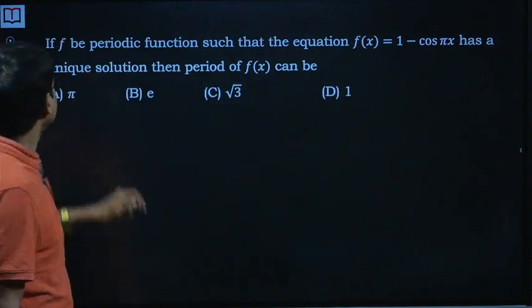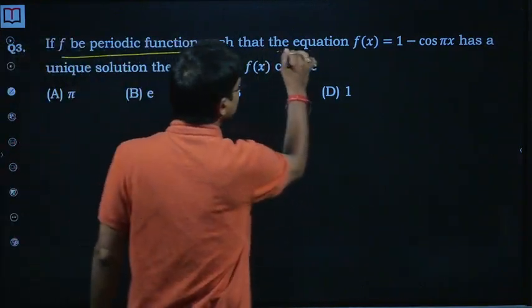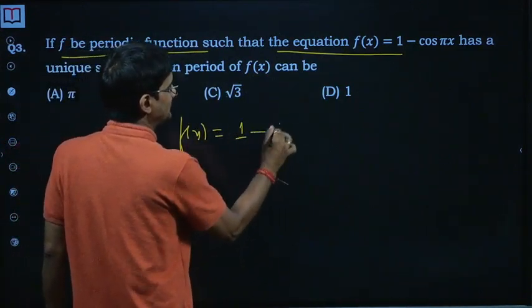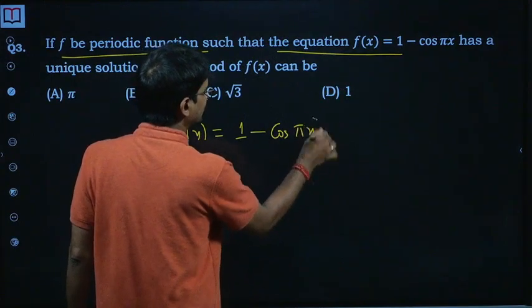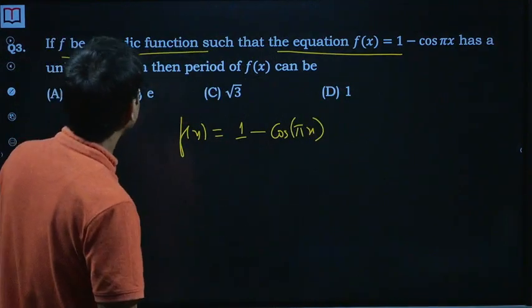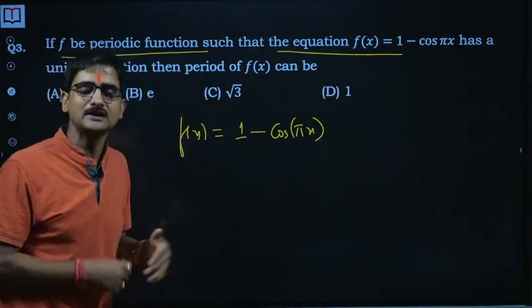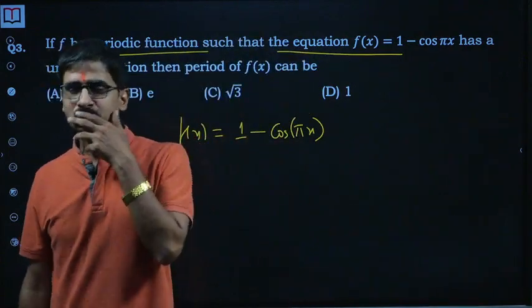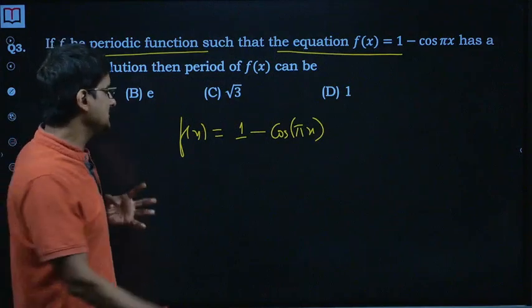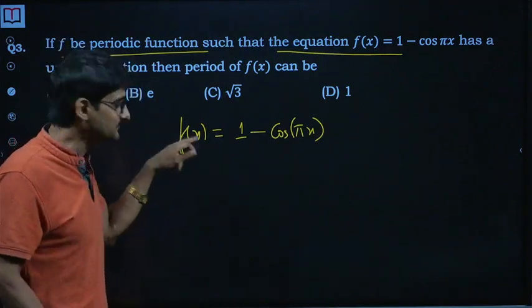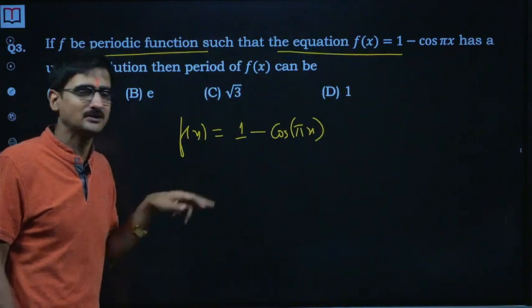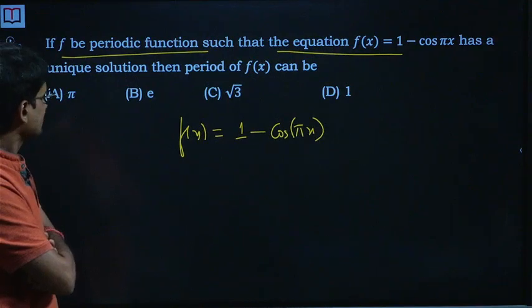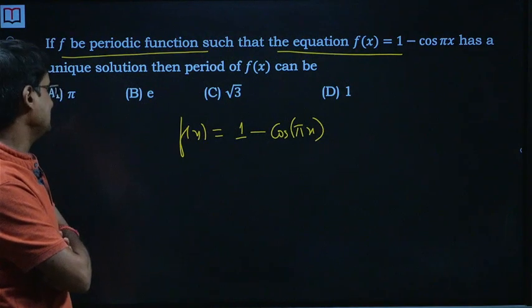Moving to the third question, let f be a periodic function such that f(x) is equal to 1 minus cos pi x has a unique solution. Okay, so f(x) is not that, this is an equation. So this equation needs to have a unique solution. So unique solution means, see, for that case, and this one is also a periodic function. Then f(x) period can be.